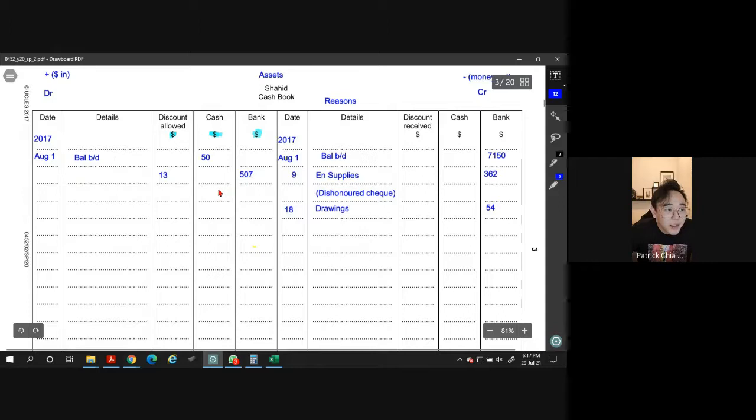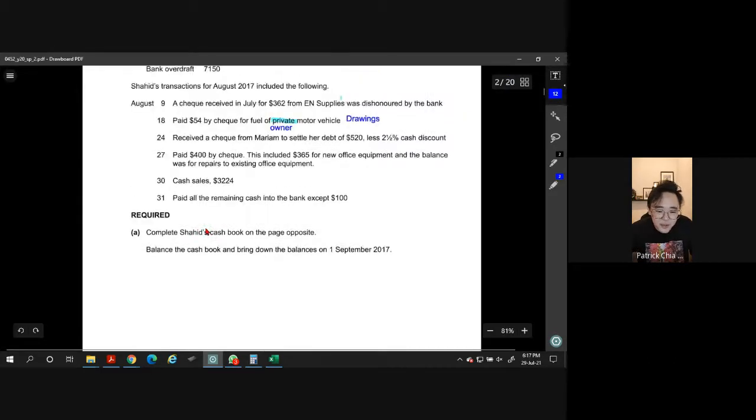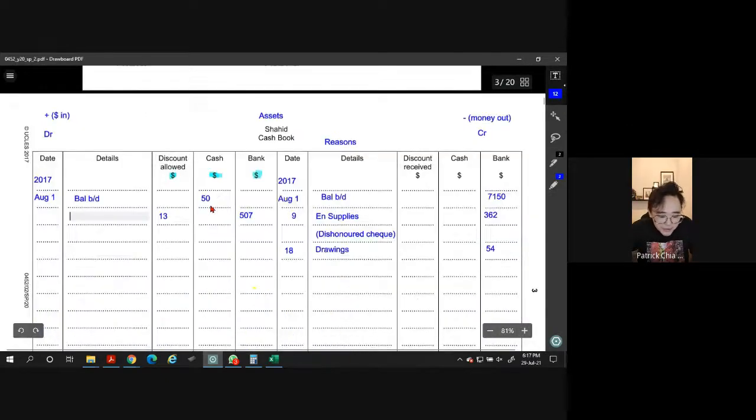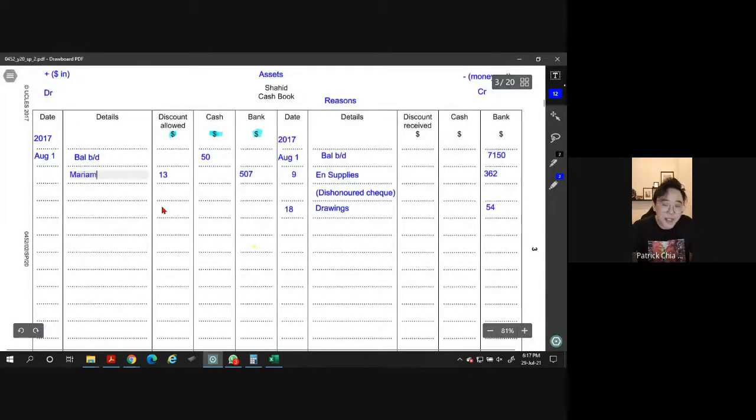All right, so what are the details here? Who gave us the money? In this case, who do we receive the check from? Mariam. So just write Mariam on it. Now, how many of you will write Mariam and then put TR, or put something else, or just write down the name? How many of you do this? If not, then it's good.